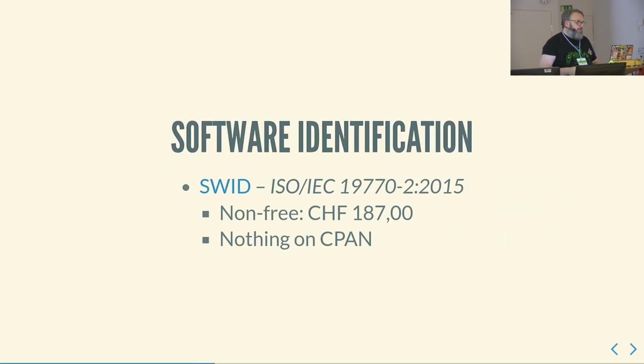Then we have something called Software ID. If you want to know how that works, you have to pay €187 to the ISO. So I'm going to skip this. I don't want to pay that. I'm an open source developer, and if they want to give me the standard, hey, cool, I'm not going to pay for it.